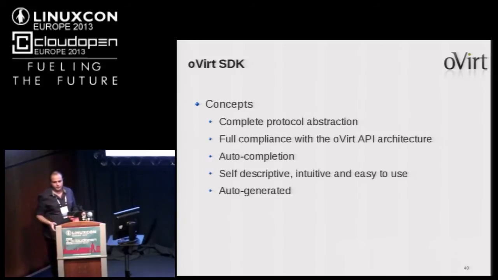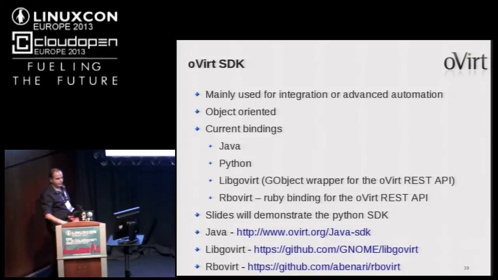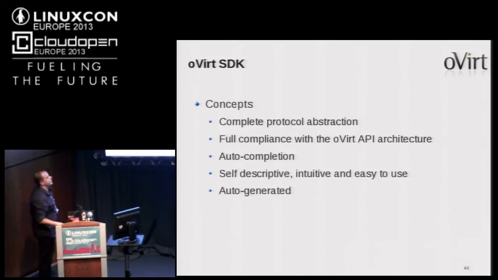It's auto-generated, so once we have a new change to the API, if we do it properly, it will propagate from the engine to the API, to the SDK, the Python SDK, the Java SDK, the CLI, everything will be updated. I can't say that for rbovirt and libgovirt because they are different libraries, but for the Java and the Python SDK, it's completely auto-generated.